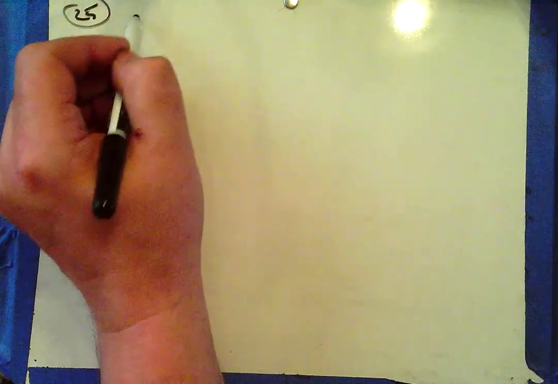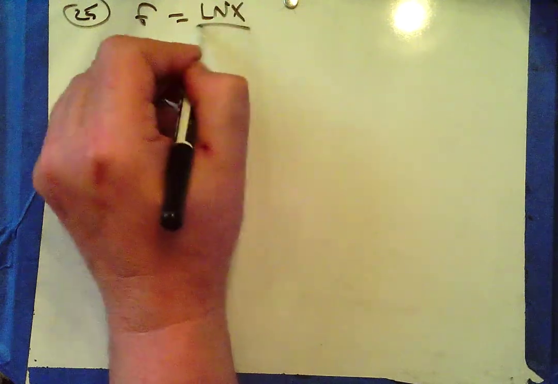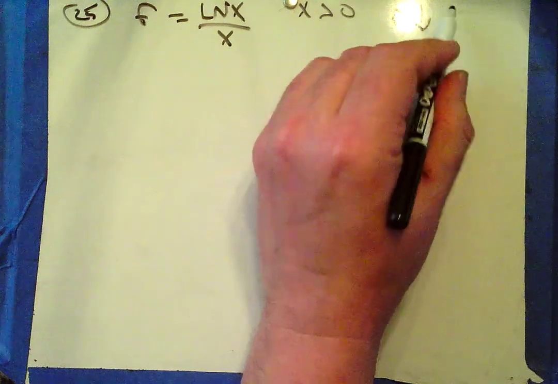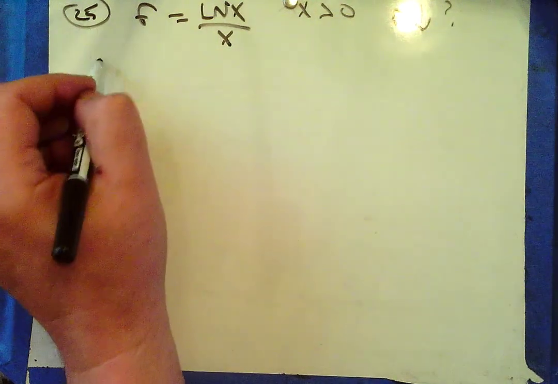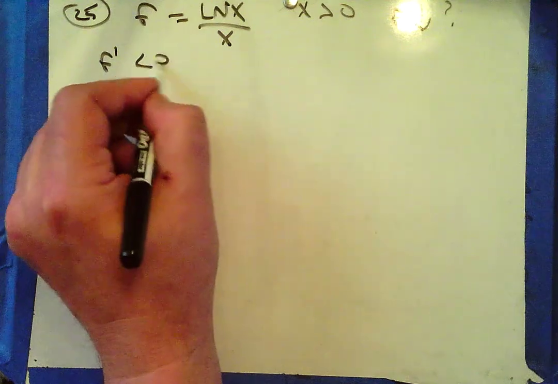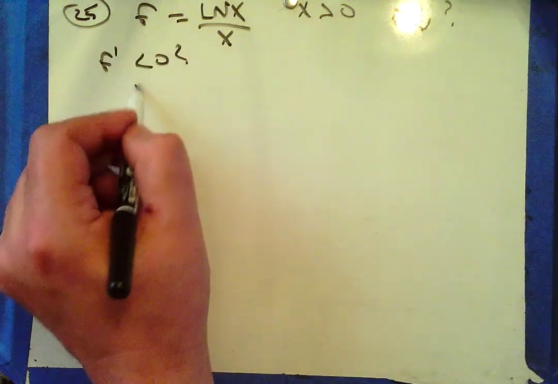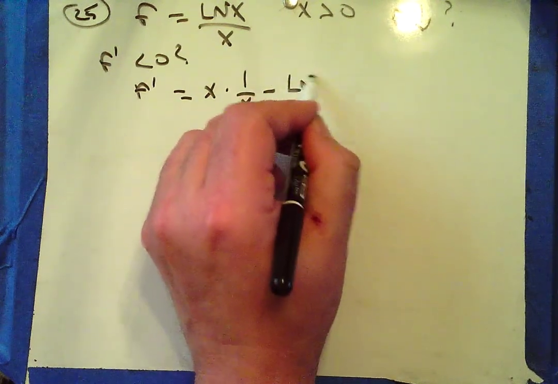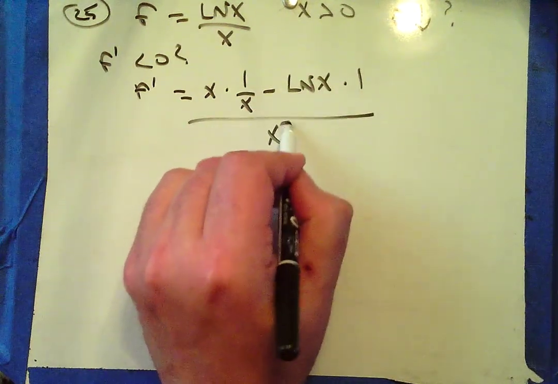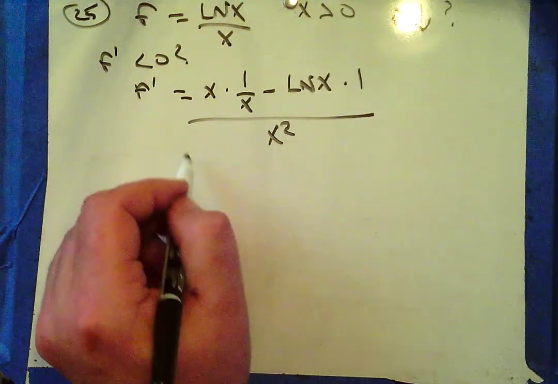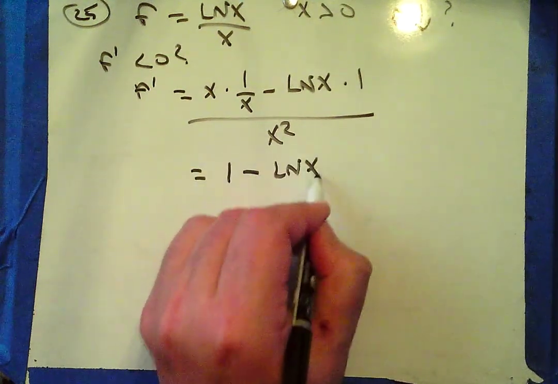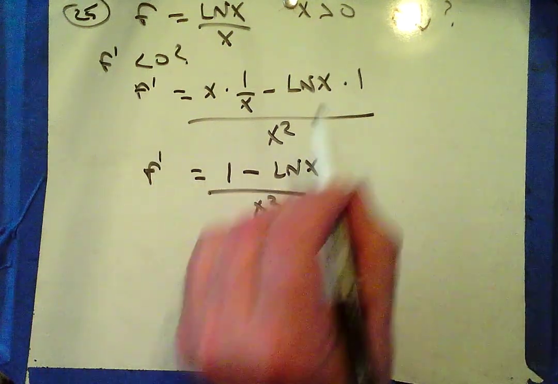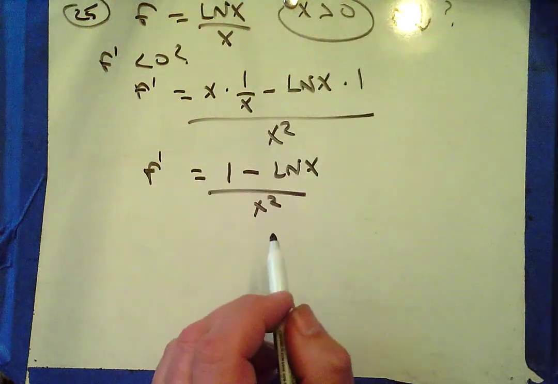25. The function f is ln of x over x. For x greater than 0, f is decreasing on what interval? So I need to find f prime less than 0. That means I need to take the derivative, which is going to be low d high minus high d low over low squared. So I've got 1 minus ln of x over x squared. This derivative is undefined at x equals 0, but that's okay. They told me x is greater than 0.